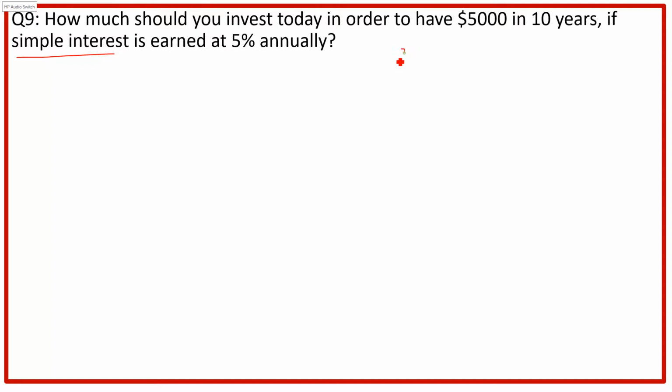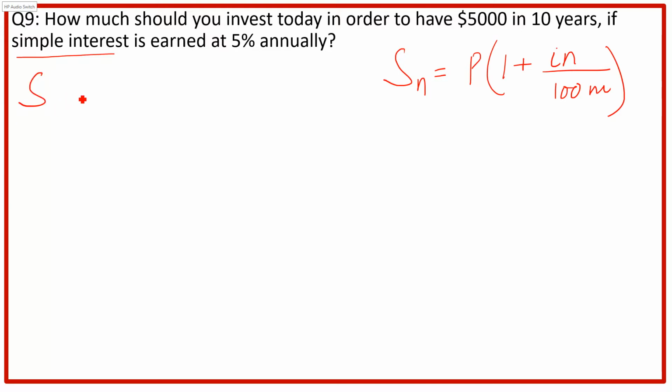The formula I am going to write down here: S_n = P(1 + (i × n)/100 × m)... So what is given here? S_n, which is S, is given, 5,000. N is given, N and M. Okay, I will show you how to find out. And P is the requirement.